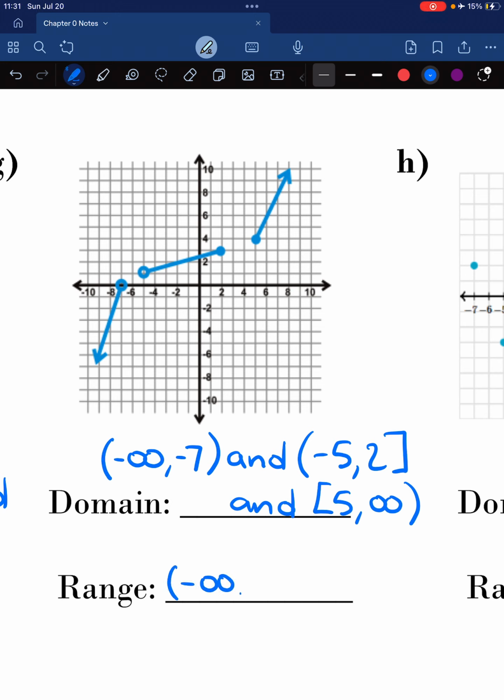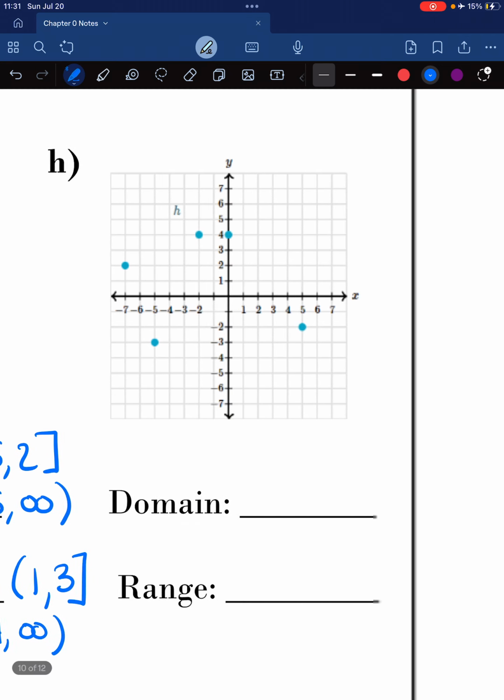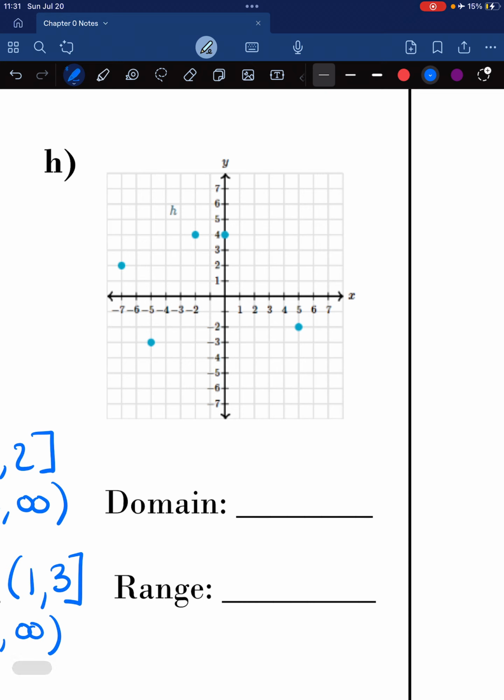Okay, I'm going to do the same thing for the y values. It goes down forever, so I have negative infinity to 0, and then there is a break. Look, there's a whole chunk of y values missing in this interval right here. So negative infinity to 0, that's an open dot. And then the graph starts again at 1 and it goes up to 3, but there's a break again. And then I go from 4 up to infinity forever. So this one we actually did have 3 separate intervals for domain and 3 separate intervals for range.